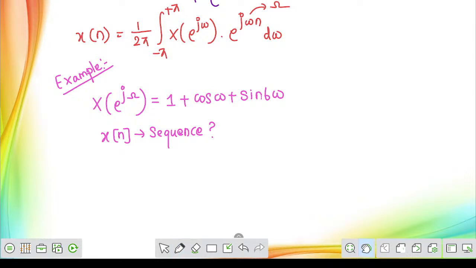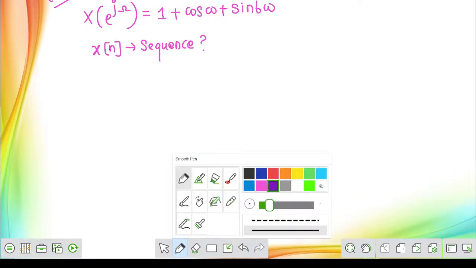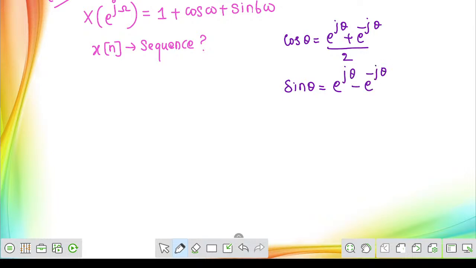The one thing you have to remember is that in the discrete domain, especially in DTFT, we have some basic formulas. Cos theta can be written as e power j theta plus e power minus j theta, by 2. Similarly, sin theta is e power j theta minus e power minus j theta, upon 2j. You must remember these two things, that is very important. Otherwise you will not be able to give the correct answer.